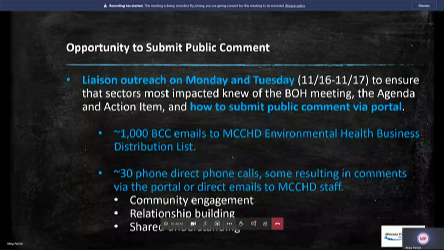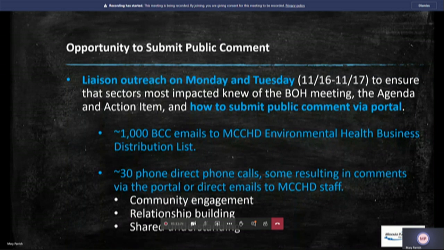So when Steve engaged in conversations or email communications with folks, it was to provide them with information and then point them towards the feedback portal, which is where we accepted that formal written comment. And if they did not submit a form through the feedback portal, they emailed us directly. We also made use of our Environmental Health Division's business distribution list. There are about 1,000 contacts on that. We sent out a BCC email ensuring people's anonymity, confidentiality, and privacy, but they got the same general message.